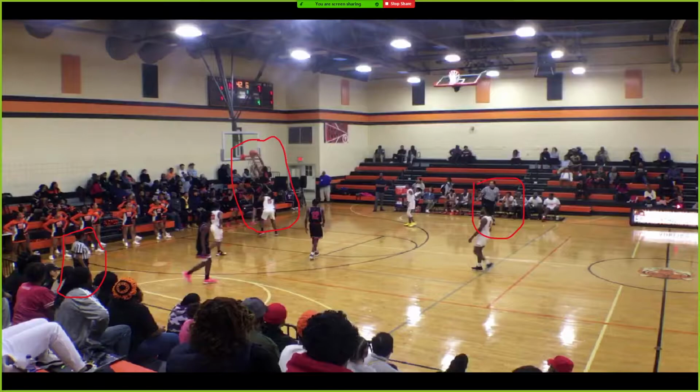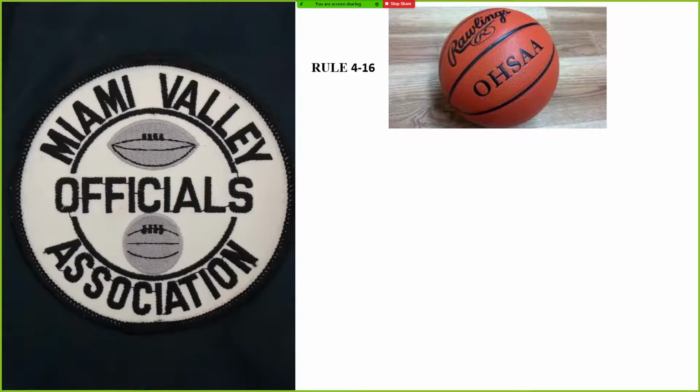Toshika will now continue our discussion of basket interference and goaltending with a very interesting play. All yours, Toshika. Thanks, Thurman.